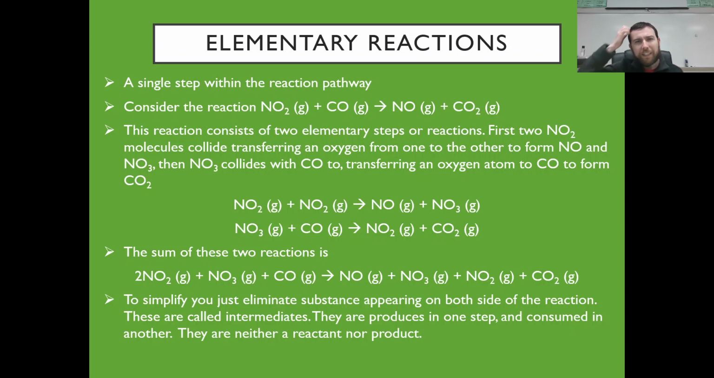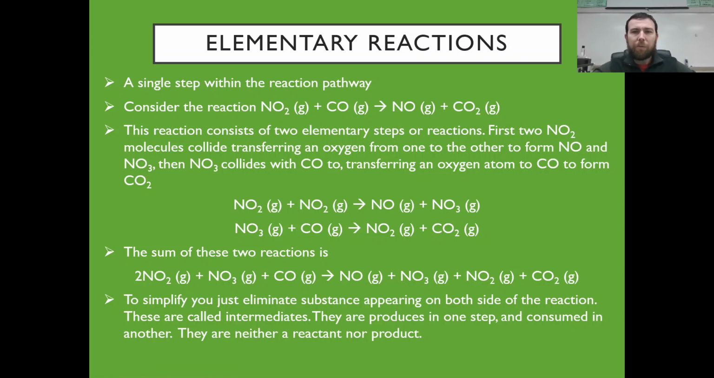And so we can see that the first step is going to be our nitrogen dioxide interacting with another nitrogen dioxide, and it's going to produce nitrogen monoxide and nitrogen trioxide. The second step of this process is going to be nitrogen trioxide interacting with carbon monoxide, and in doing so, it's going to form nitrogen dioxide and carbon dioxide. Okay?